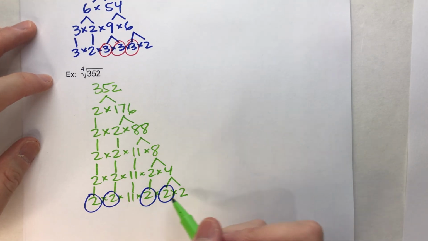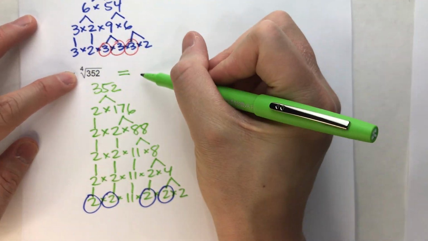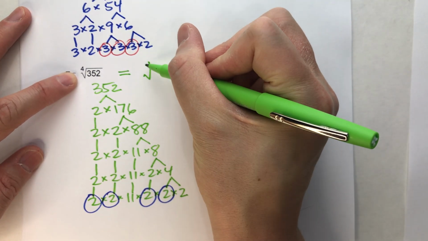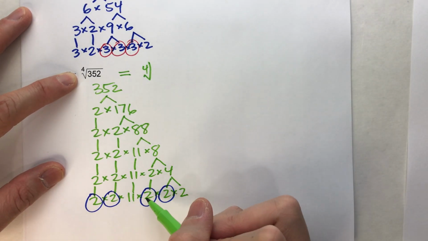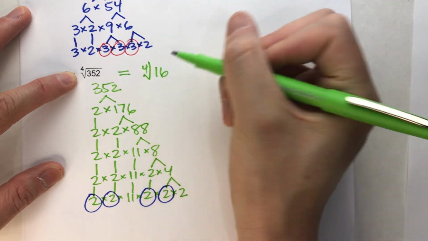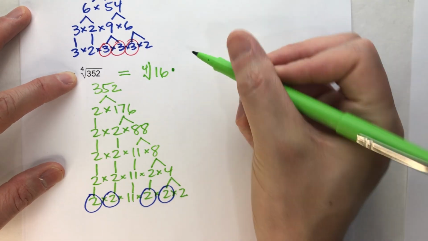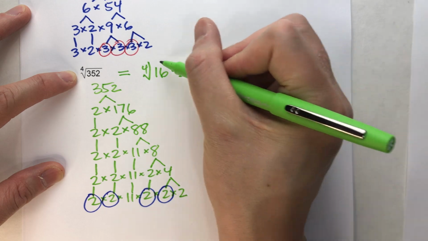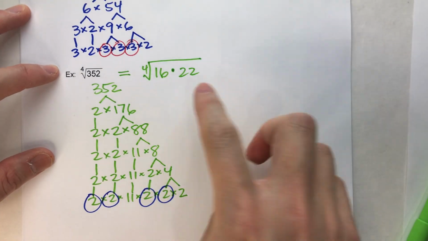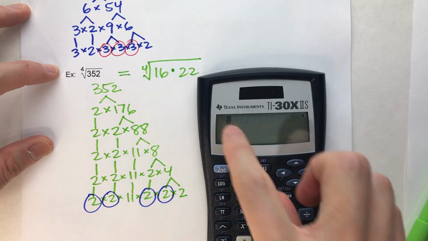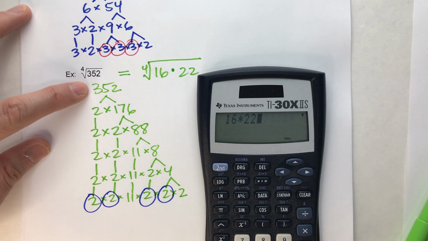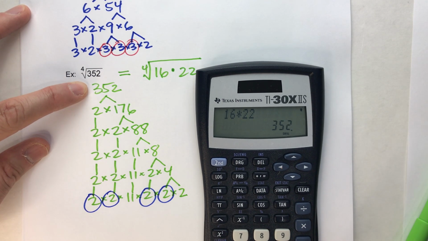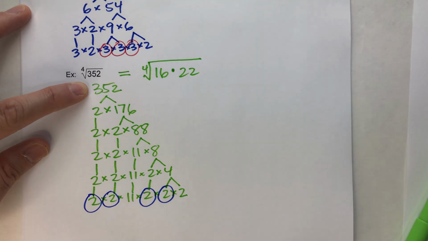And I've got some leftovers. So I'm going to rewrite the fourth root of 352 as the fourth root of 2 times 2 times 2 times 2, 16, times all the leftovers, 11 and 2, 22. And again, if you're not sure if that's correct, you can always pull up your calculator and go, is 16 times 22 equal to 352? Yeah, it is. All right, so we're in good shape.